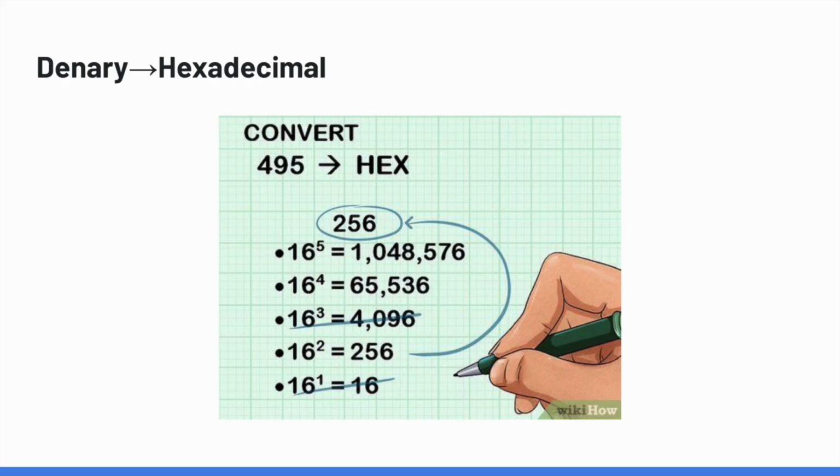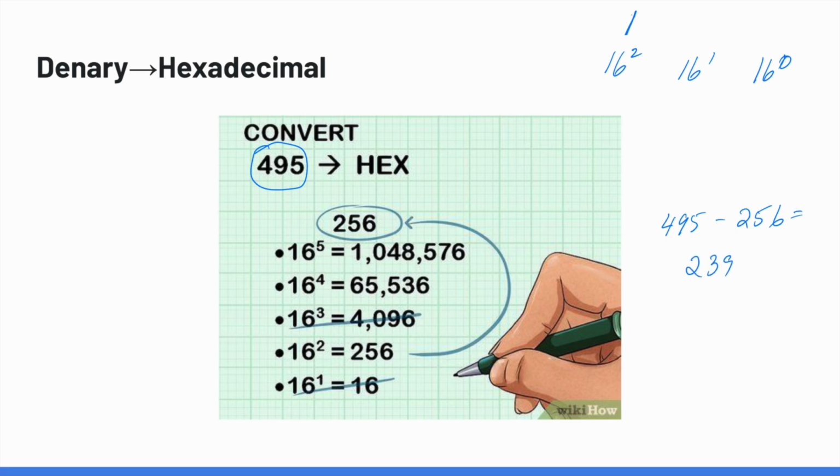Now let's say we want to convert from denary to hexadecimal. There's a few ways to do this. For me personally, I think the easiest way is the same way as we did our binary conversions. So let's say we have the value 495. We have 16 to the power of 0, 16 to the power of 1, and 16 to the power of 2. 16 to the power of 2 is equal to 256, and we know that only fits into 495 once. So we can put a 1 right there. If we do 495 minus 256, then we get 239.